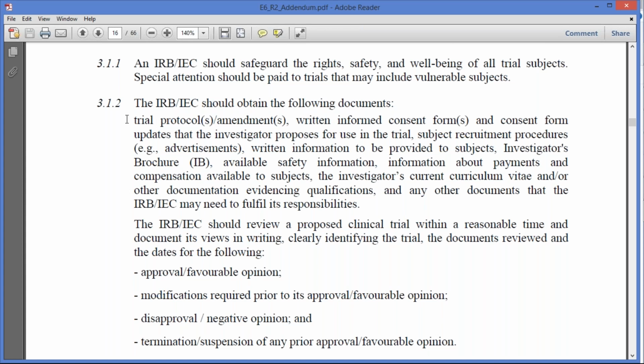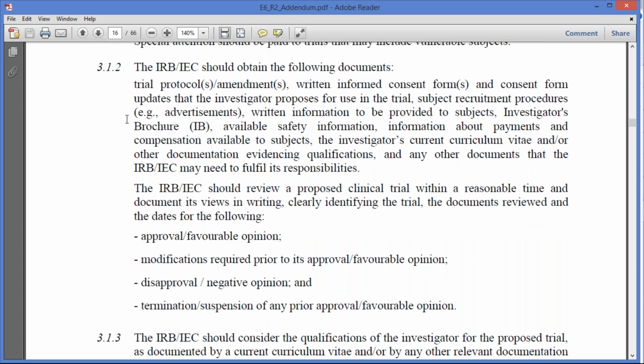IRB should review the trial within a reasonable time and document its views in writing, clearly identifying the trial, documents reviewed, and dates for the following: dates for the approval, dates for the disapproval, dates for the modifications required, if any, before the approval, and after approval, any termination or suspension of approvals. All these should be clearly documented after reviewing all the submitted documents.